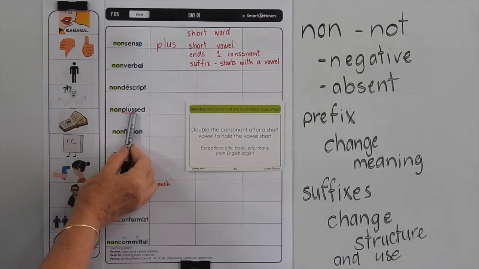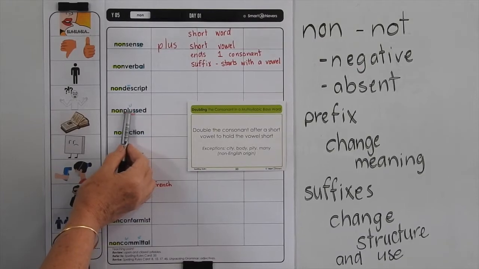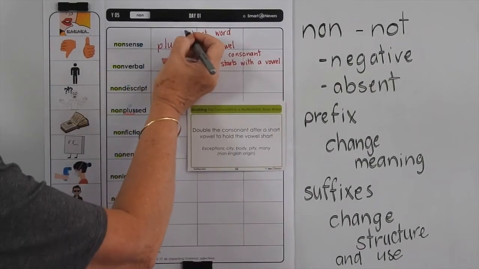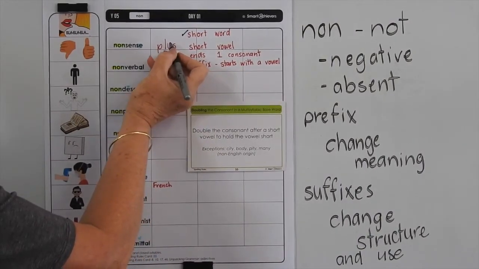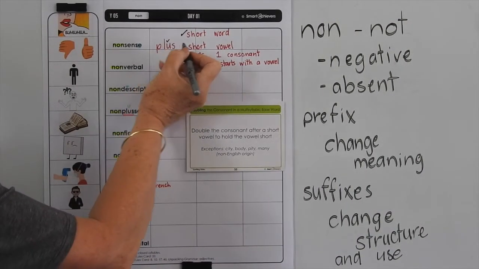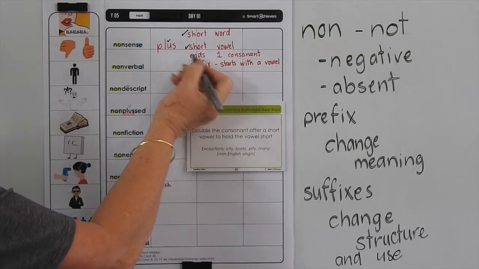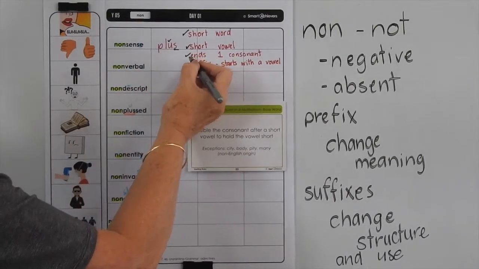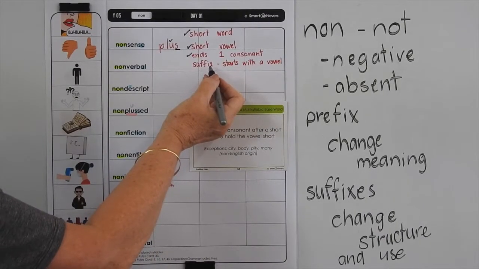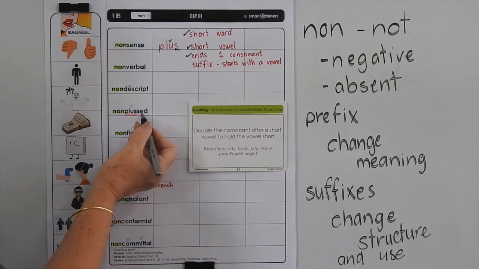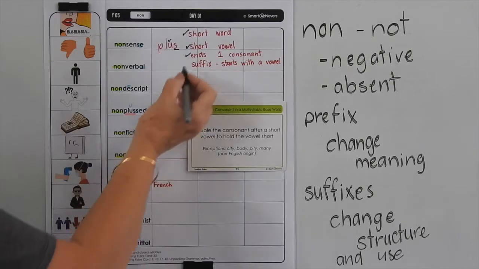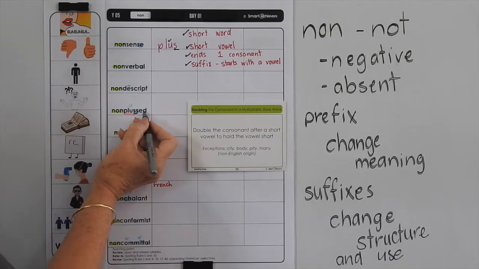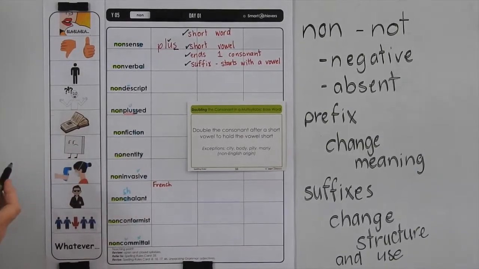Now, why do we have a double S in non-plus? Well, if we look at the base word plus, is it a short word? Yes, it is. Does it have a short vowel sound? Yes. Does the base word end in one consonant? Yes. Does the suffix, the bit we add on, start with a vowel? Yes, ED does start with a vowel. If you get 4 ticks, you know you're going to double the S before you add the ED there.